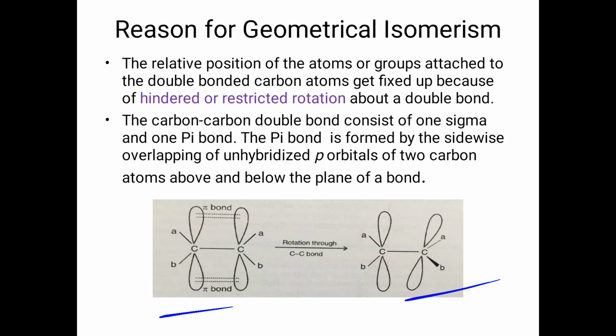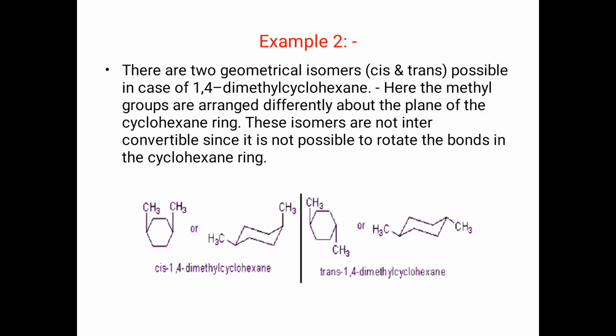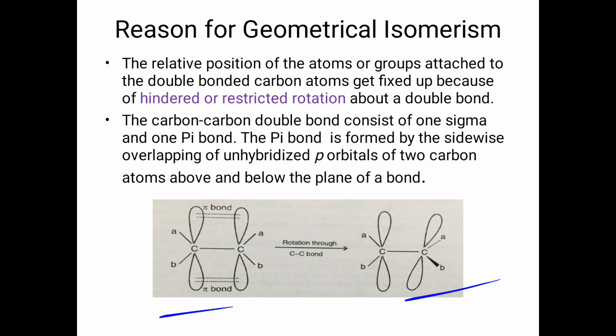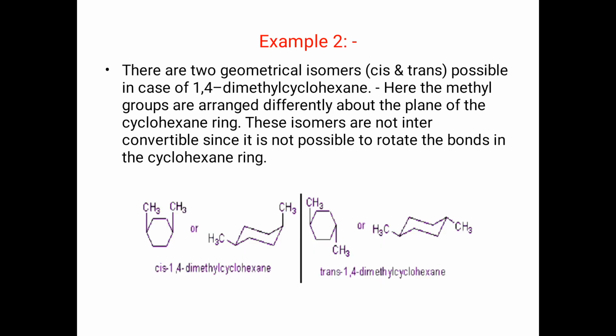Today we discussed geometrical isomerism: what it means, and the types of geometrical isomers, cis and trans. Two examples were discussed: 2-butene and 1,4-dimethylcyclohexane. These are geometrical isomers. This was the introduction to geometrical isomers. Okay, thank you all.